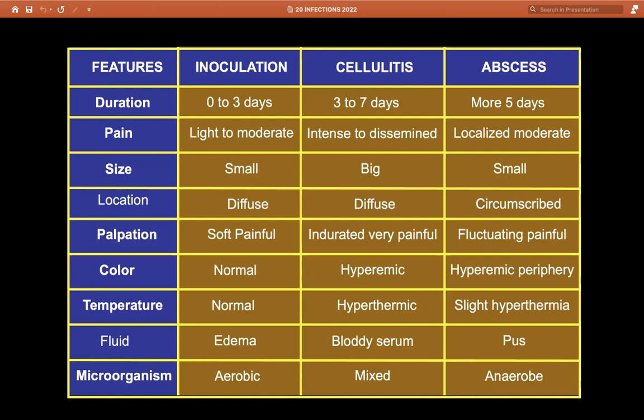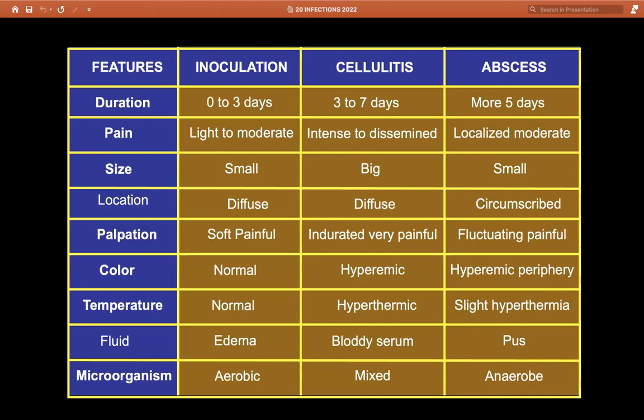Palpation, we'll have soft pain. So we'll touch it, there will be a little bit of pain, and it will be soft. In the cellulitis, it will be hard, it will be indurated, and will be very painful when we touch it. And in the palpation, in the abscess, will be fluctuating, and we'll have high pain as well. In the color area, we'll have a normal color. In the cellulitis, we'll have a hyperemic color, widespread or big. And in the abscess, we have a hyperemic color, but it will be in the periphery.